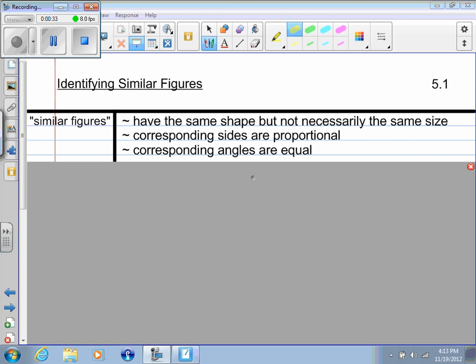So we have several vocabulary terms here. Similar figures, you can tell that's a vocabulary term because it has quotes around it. We also have two other vocabulary terms, corresponding sides and corresponding angles. So you will want to highlight all three of those in your glossary. Corresponding means matching. So the matching sides are proportional and the matching angles are equal to each other.